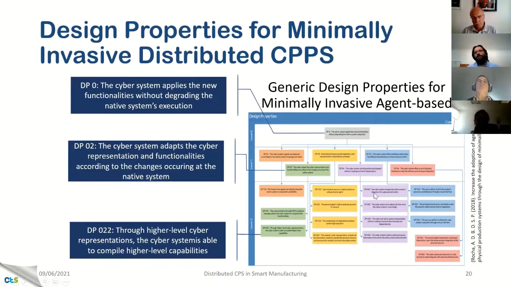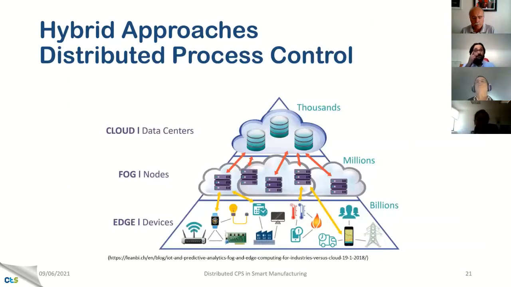So I will not explain all these design properties because we don't have time for that, but the idea is to develop a kind of guideline that the future researchers and the engineers can use to guide their developments if they are dealing with current production lines and they want to develop new functionalities, but without creating a lot of mess with the current production line.